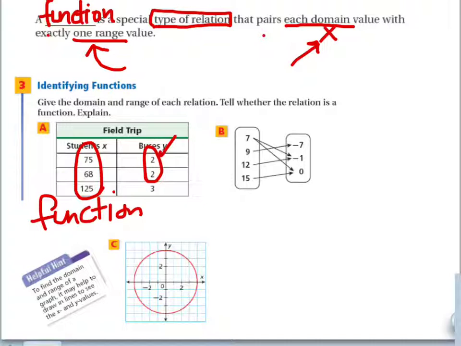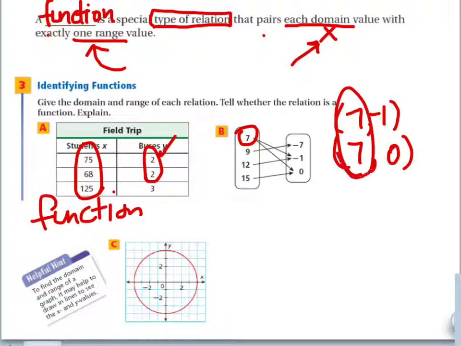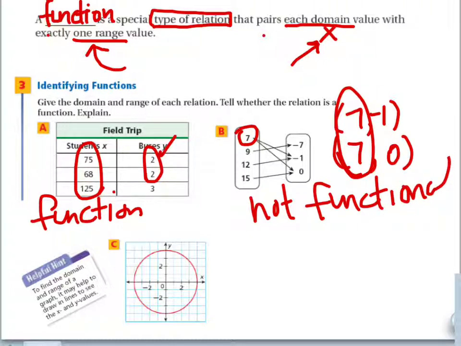All right, so then on B, mapping diagrams are a little harder to see whether the x's repeat. So what I would suggest doing is using your mapping diagram to list ordered pairs. So let's look at 7. 7 is an x value that goes with -1, but it has 2 arrows. So there's also another ordered pair that is 7, 0. At that point, we already see repeating x's, and because of that, we have to say that it is not a function, or not functional.